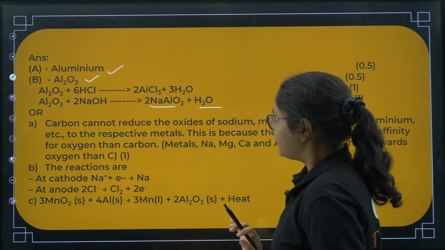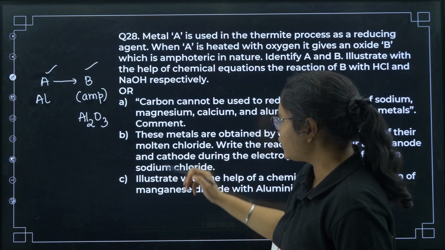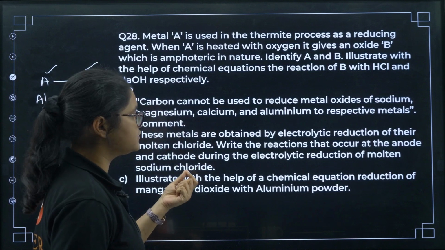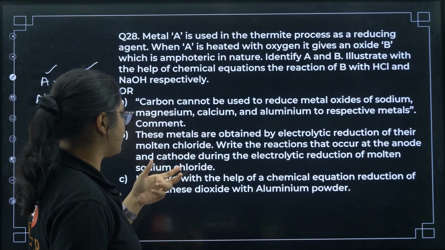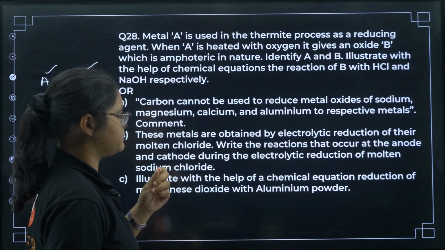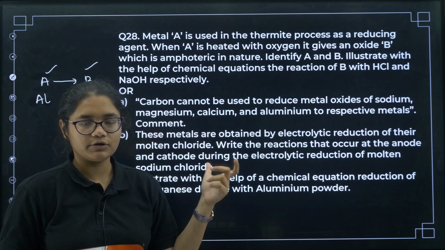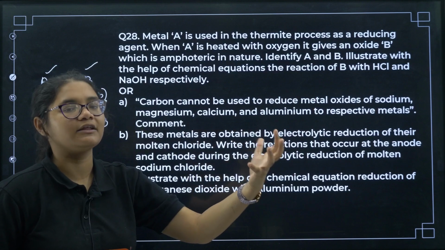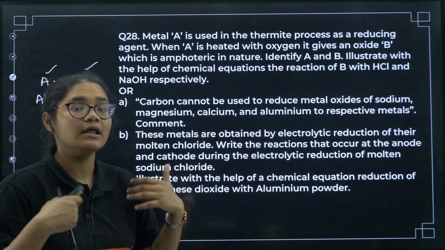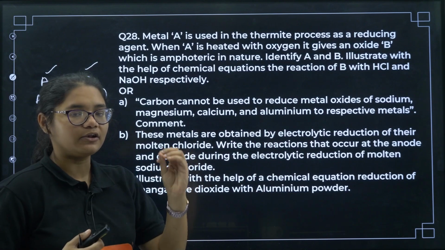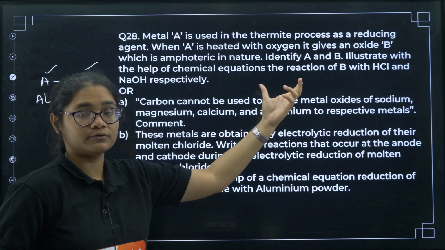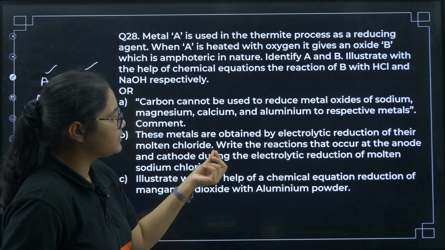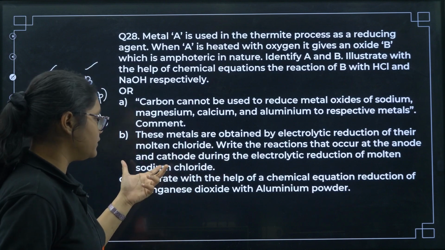Okay. Next, we have the OR question. Carbon cannot be used to reduce metal oxides of sodium, magnesium, calcium and aluminium to the respective metal. Comment. So why can we not use carbon? Because these highly reactive metals have a strong affinity for oxygen. They are bonded to oxygen more tightly, so carbon cannot be used to reduce these metal oxides. First thing. Second, these metals are obtained by electrolytic reduction of their molten chlorides.